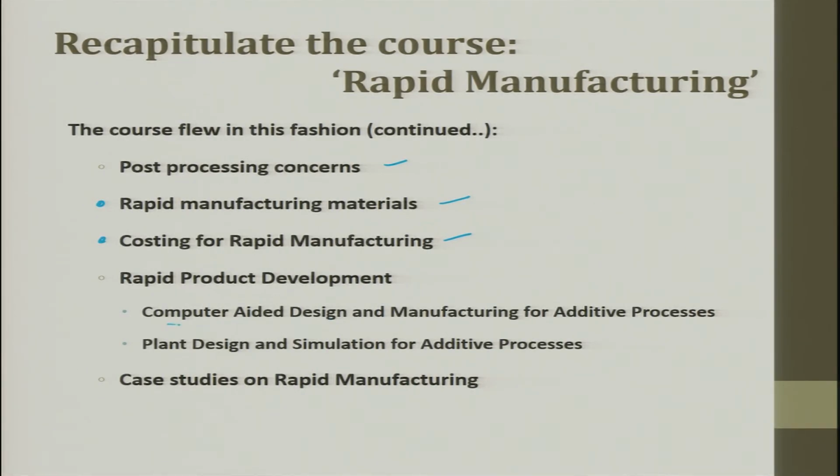Computer-aided design we saw, wherein we talked about 2D, 3D, solid, surface, boundary representation, all those things. Manufacturing of additive processes: why is this important in additive manufacturing? We saw that. Then plant design and simulation of additive processes we saw. And finally, today we saw some case studies, one in biomedical and auto, and we also saw aero. So, these are the three case studies we saw. When we see these case studies, I am sure you will appreciate that rapid manufacturing is going to be the future. Thank you very much.